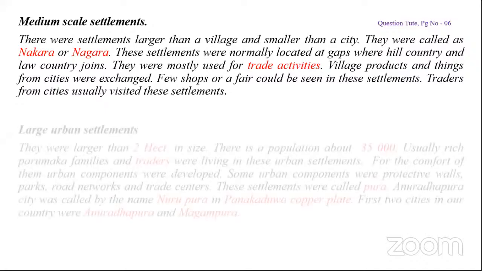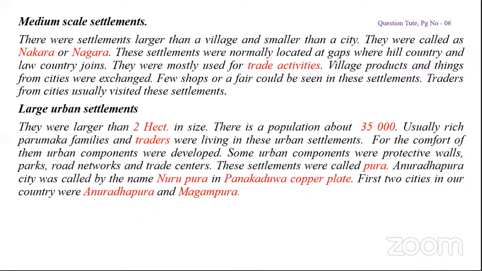Now, large urban settlements is the third type. We discussed the rural settlements, second the medium scale settlements, and third the large urban settlements. They were larger than 2 hectares in size. There was a population of about 35,000. Usually rich farmer families and traders were living there.